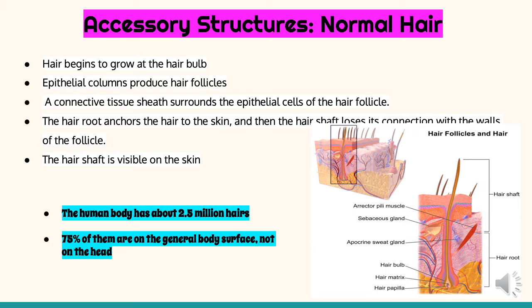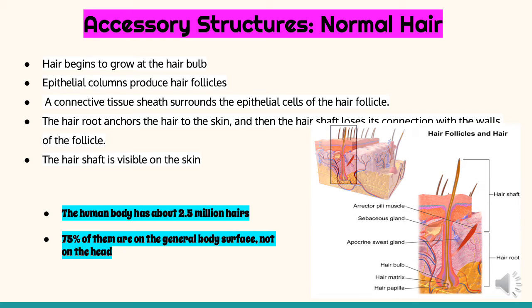As you can see, the hair grows from a bulb that lies very deep in the skin layers, in a yellow area that kind of looks like fatty tissue. But as the hair comes up, there's a connective tissue sheath that surrounds the cells of the hair follicles, and it comes up through the hair root.